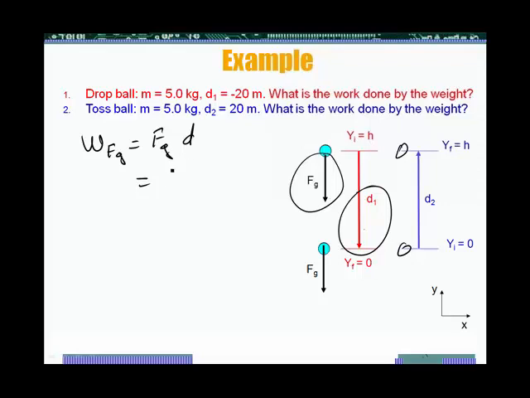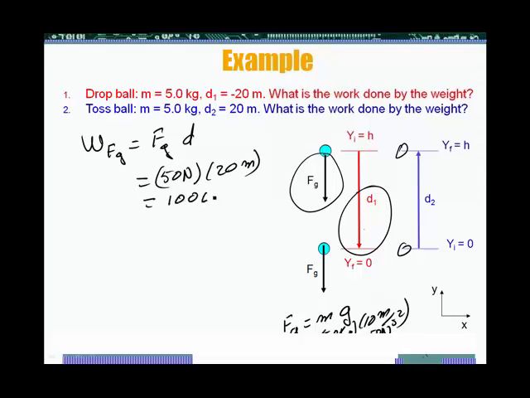going to be, what's the magnitude of Fg? Let's calculate it here on the side. Fg is m times g. M is given to be 5 kilograms times 10 meters per second squared. So that gives us 50 newtons. So we are going to end up with 50 newtons here times 20 meters. So that gives us 50 times 20, that's 1,000 joules. So that's the work due to Fg for part 1.